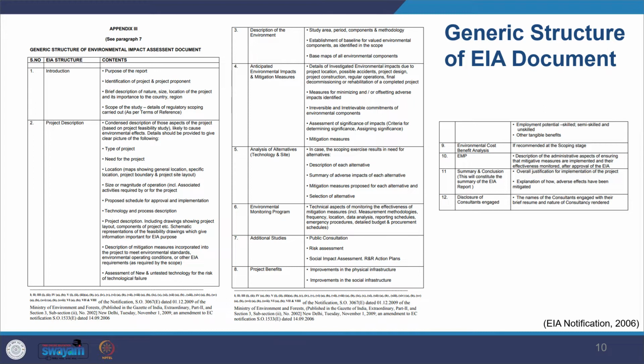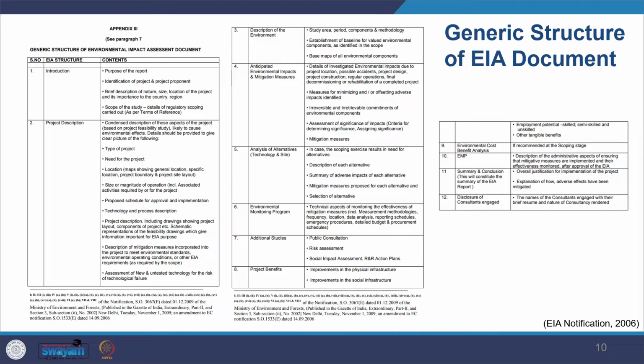Plus the risk assessments, like what are the involved risks, and then also the social impact assessment and rehabilitation and resettlement action plans, if that's also involved in your project, that has to be placed here. And then you see the project benefits. So not only the adverse impact, but the positive impact, what you will have from the project. So how it is going to improve the physical infrastructure, social infrastructure has to be provided here.